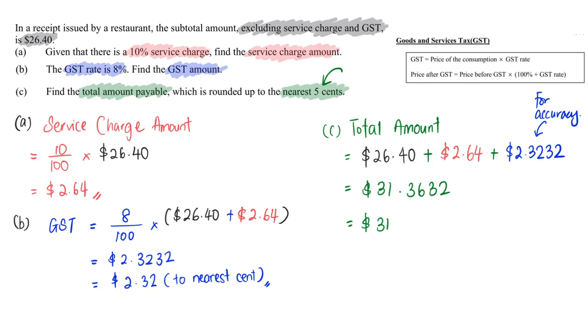means that we are going to look at this value. Okay, so in this case here, 6 is closer to 35 as opposed to 40, and therefore I will round it down to 35. Okay, and that will be the nearest 5 cents.